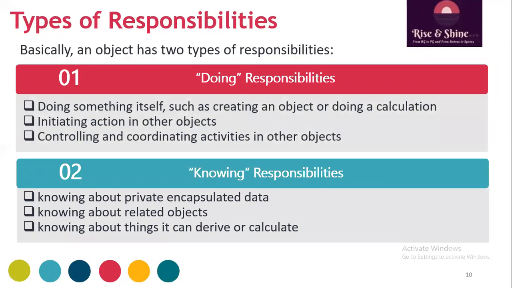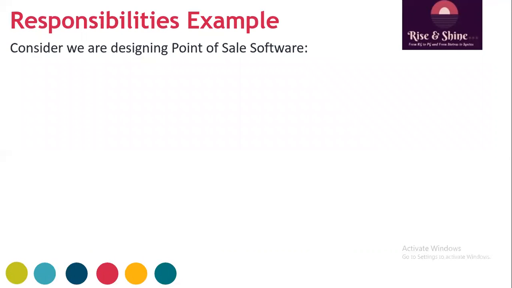Knowing responsibility means knowing about some data, some related or encapsulated data, or knowing about the things it can derive or calculate. Collecting the data and knowing the data for doing that calculation is called a knowing responsibility. Thus, each and every object in our systems has these two types of responsibility. We will see these two types more thoroughly by example.